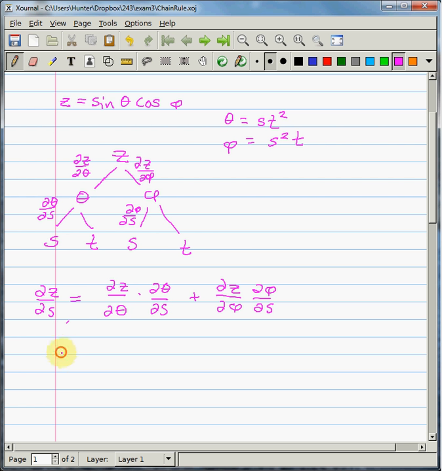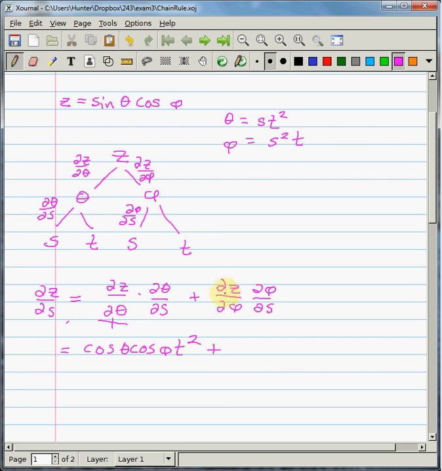Alright, and now let's actually figure out what these things are. So this is just a simple partial derivative when we do this. So what's the partial here where theta is the variable? It's just cosine theta times cosine phi. Okay, so that takes care of that part. And now we need to do this. So we come over here and look and see what theta is in terms of s and t. So it's going to be just t squared, right? Okay. So let's do plus.